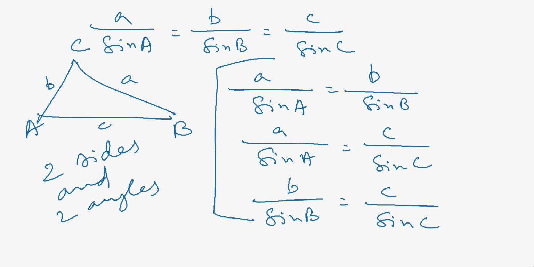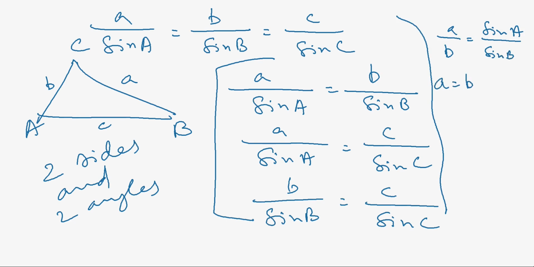So, indirectly, this can be written as A over B is equal to sin A over sin B. If you don't know A, then we can write it as A is nothing but B times sin A over sin B. So if you know one side and the other two angles, then the other side can be calculated.